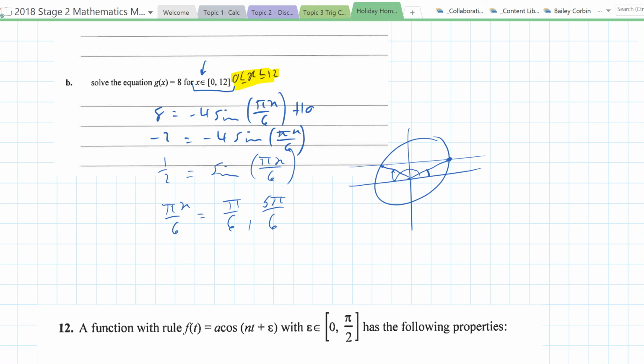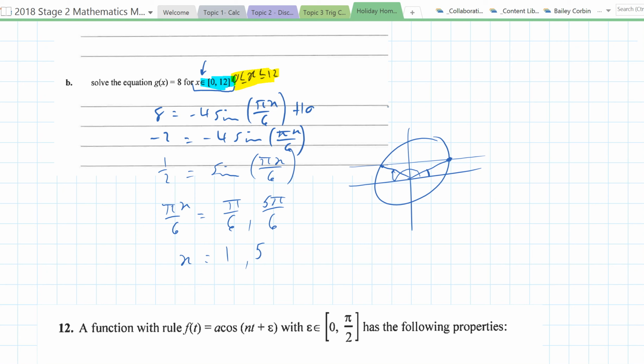However, well, let's just solve for x. So if we solve for x, we divide by pi on 6. Pi on 6 divided by pi on 6 is 1. 5 pi on 6 divided by pi on 6 is 5. So we can see that those are two solutions, 1 and 5 for x. But x, remember, is between 0 and 12. So we sort of get suspicious and feel like there might be another solution here.